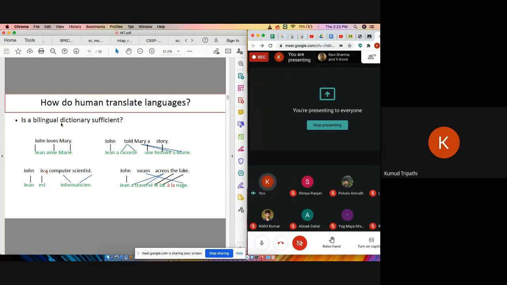Generally we have bilingual dictionaries, like English to Hindi conversion. English to English is monolingual. English to Hindi is bilingual, English to French is bilingual. So here, is having a bilingual dictionary sufficient? What do you think? With the knowledge of a bilingual dictionary, can you perform all types of translation?